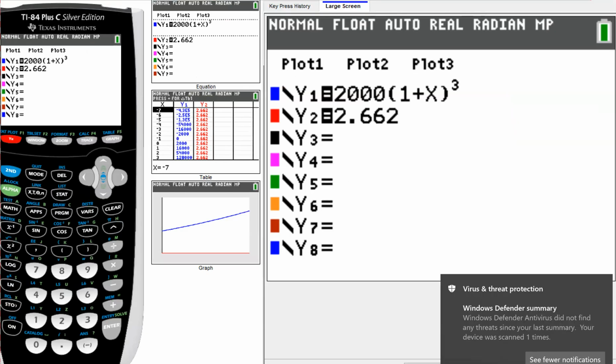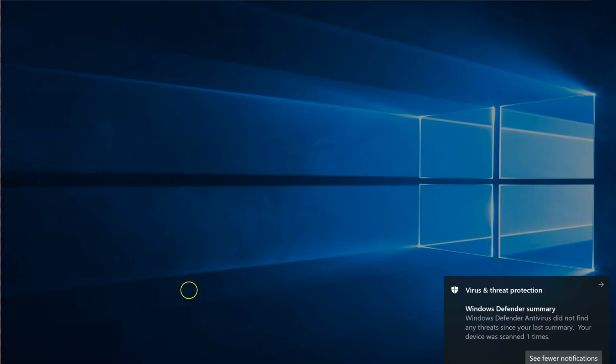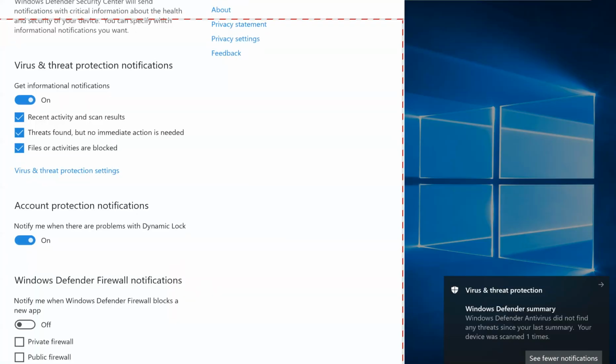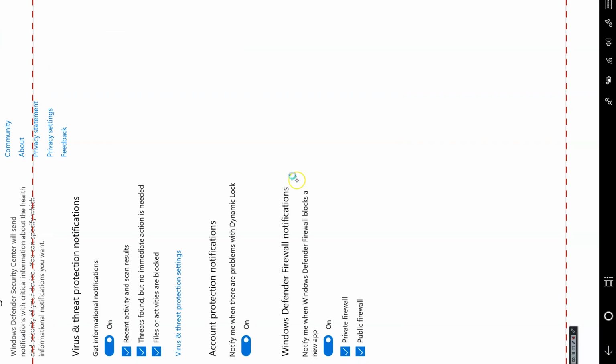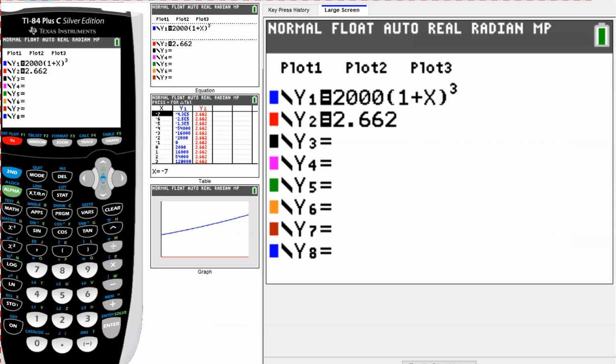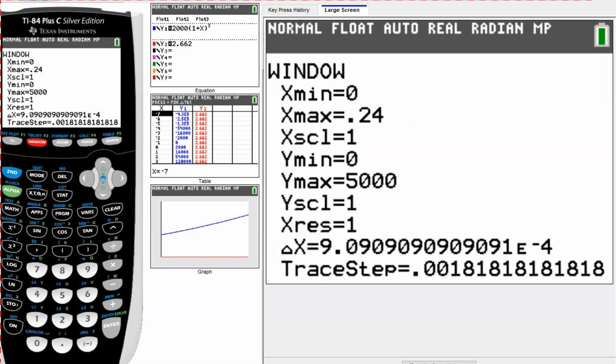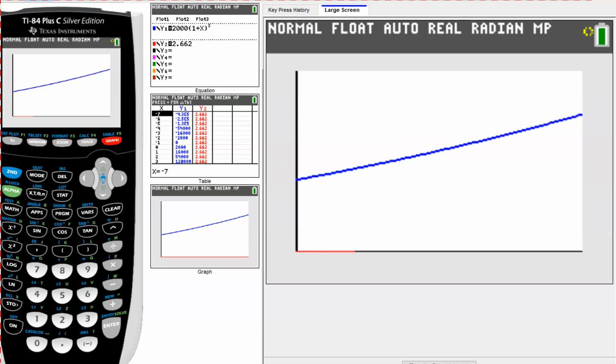Okay, so here's my graphing calculator. So here's my graphing calculator. What I did in Y1 is I put the 2,000 and the 1 plus x cubed, and then I changed my windows to match what it said on my problem. And then here's what my graph looks like.